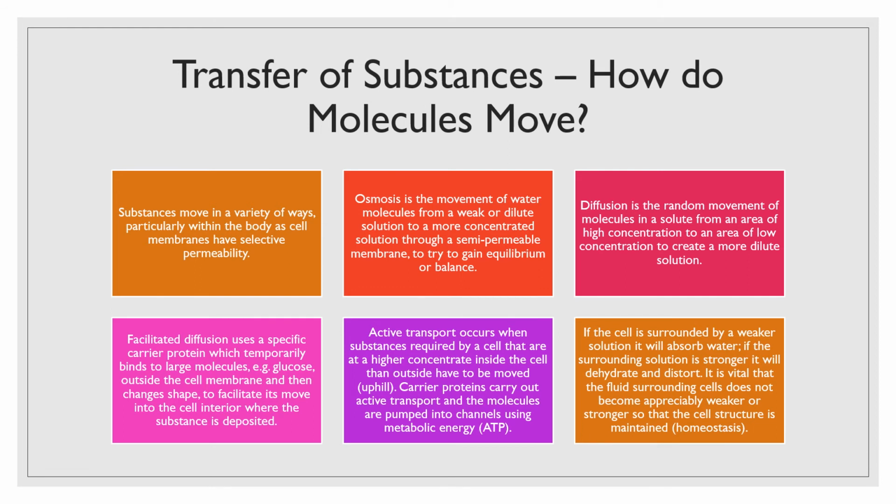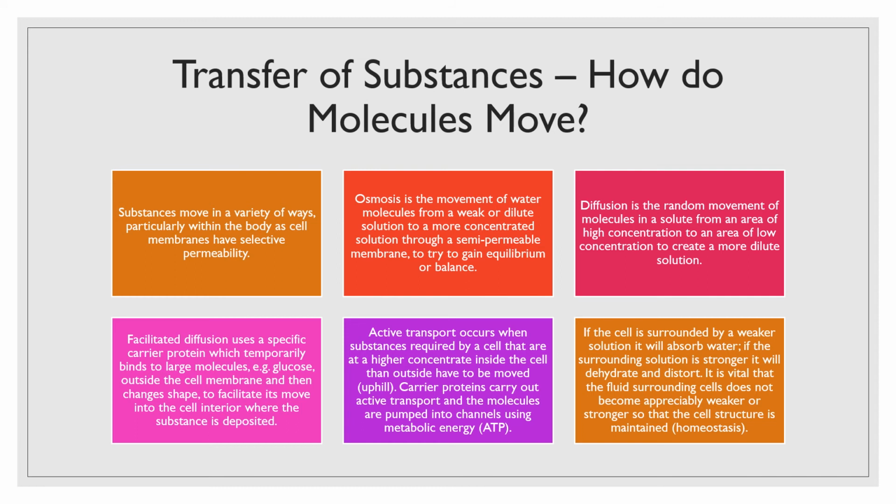Now let's consider the transfer of substances. How do molecules move? Substances move in a variety of ways, particularly within the human body, as cell membranes have what we call selective permeability. Osmosis is the movement of water molecules from a weak or dilute solution to a more concentrated solution through a semi-permeable membrane to try to gain equilibrium or balance.